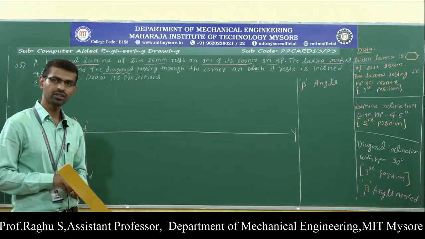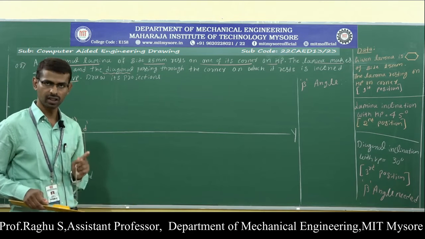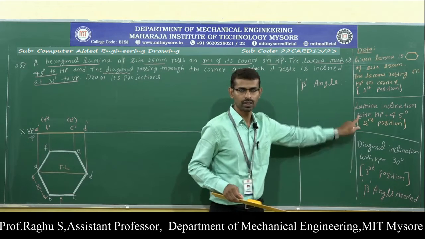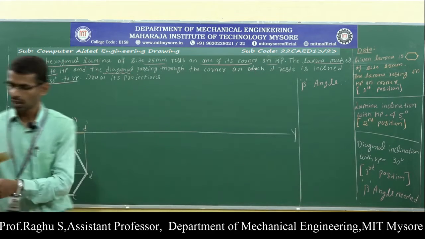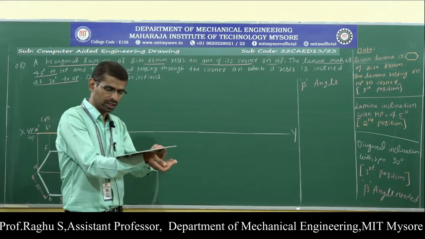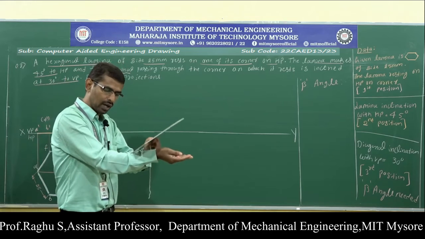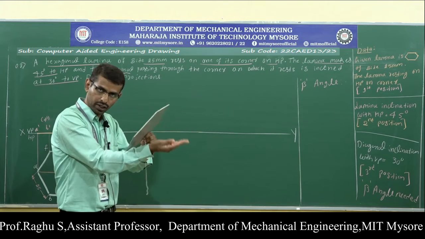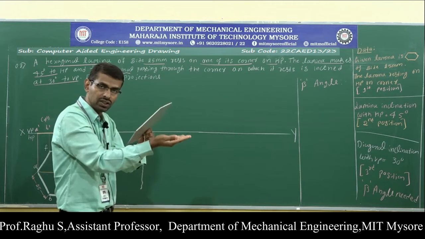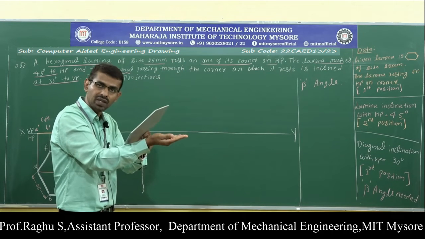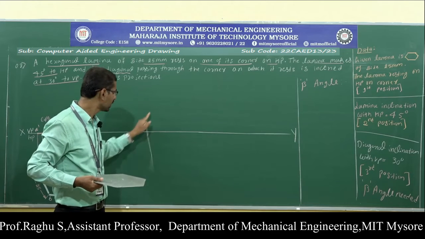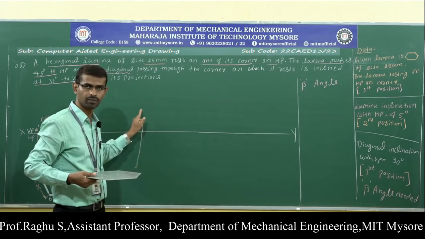Next, move on to the second position. To draw the second position, here I need lamina inclination with respect to HP. I already told you in the last classes. Here this is the lamina. When you rotate the lamina 45 degrees with respect to HP, the inclination is visible in the front view. That is, the HP inclination is visible in the front view. So the front view comes on the vertical plane. Therefore, here I need to write the HP inclination.